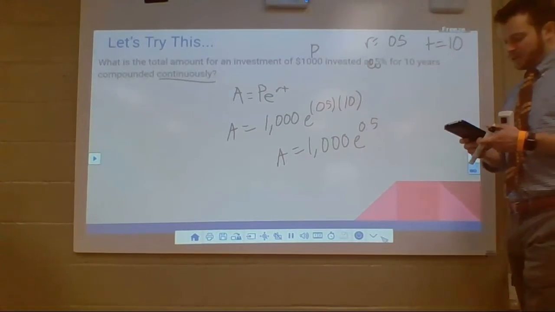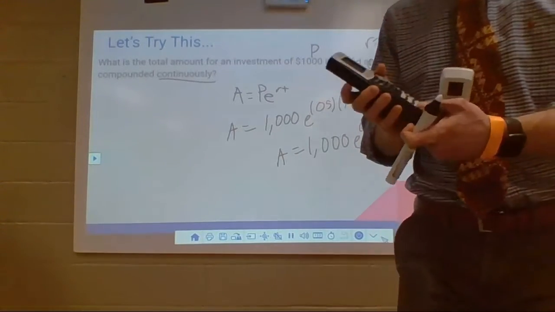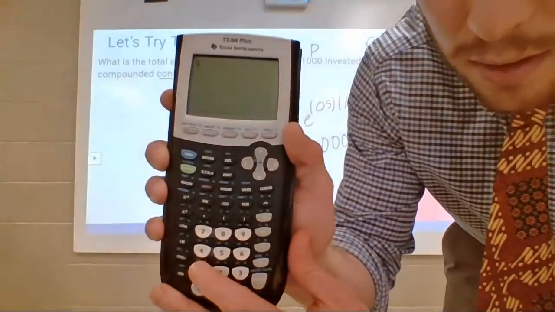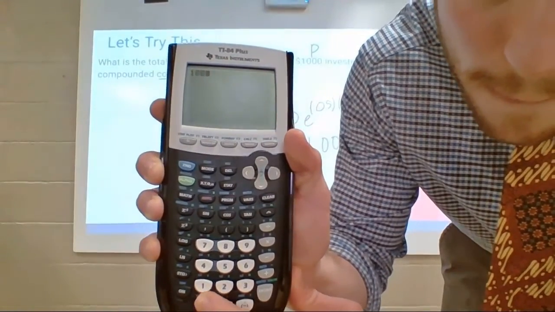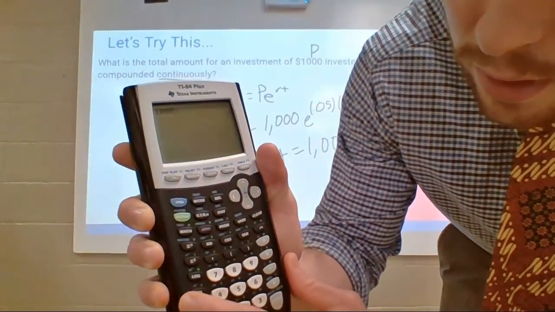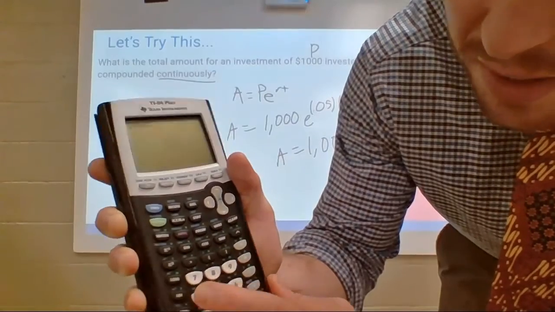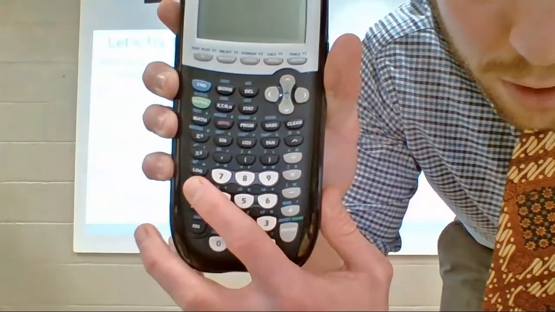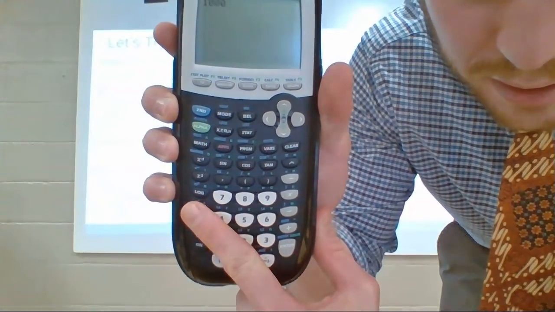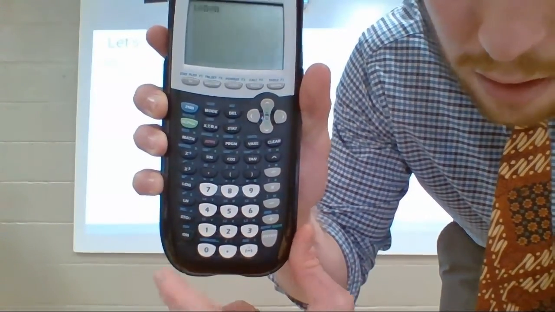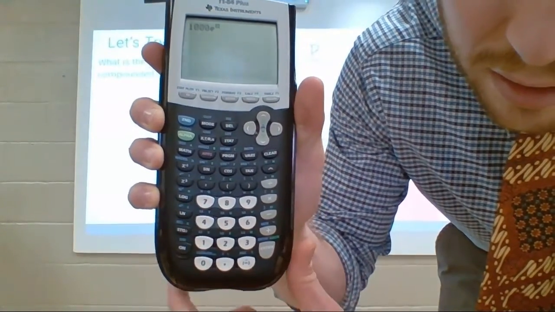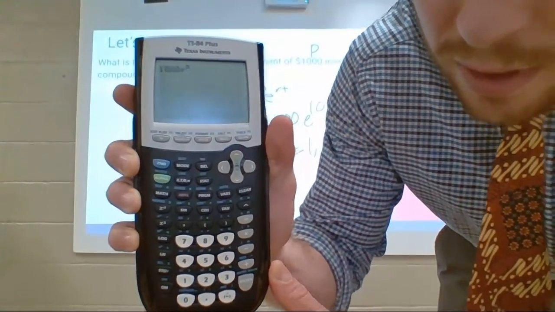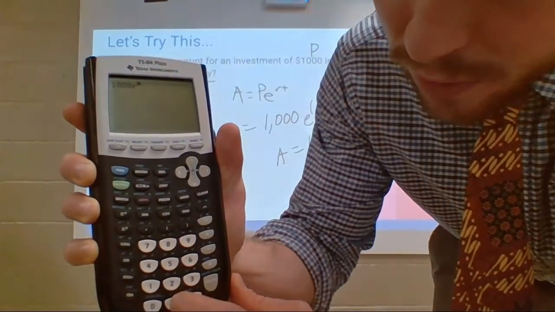So now let's put that in our calculators. Follow along with me. I'm going to show you how to put it in your calculator. We're going to say 1,000 then times e. So I'm going to hit second ln. You see that ln button here? You may have always wondered, what does ln mean? All right, so we're going to hit second ln, and you see how that's going to give us e to the x power? All right, so then for that power, I'm going to say 0.5.